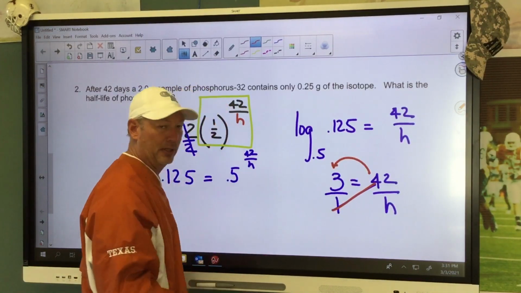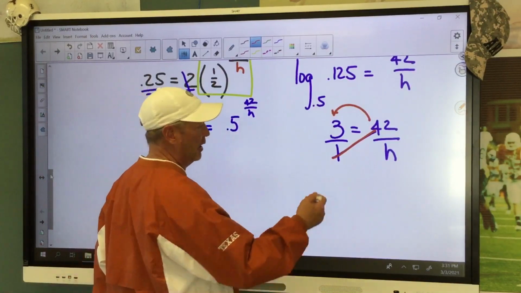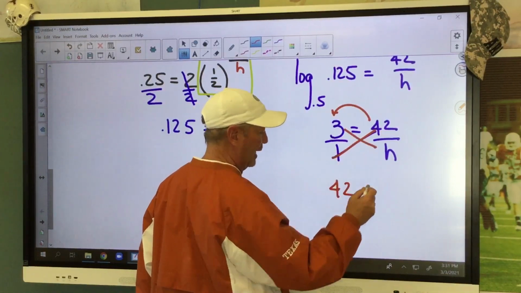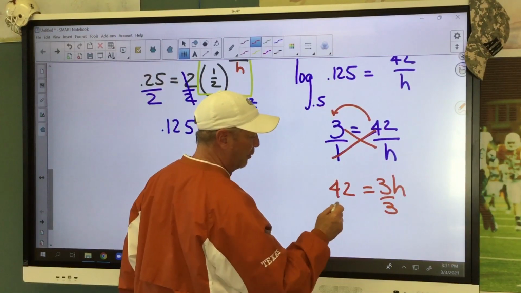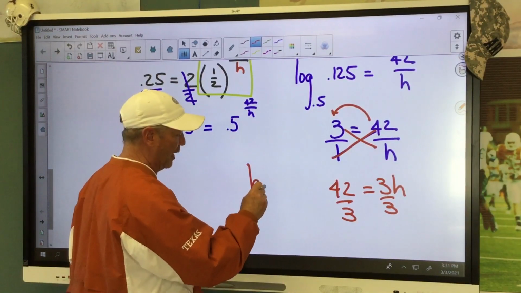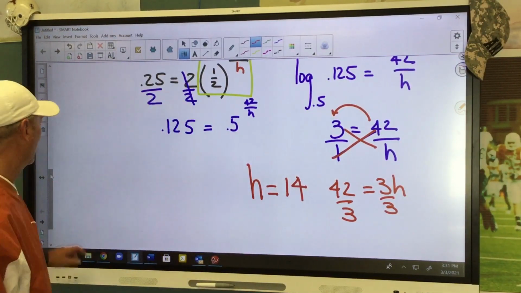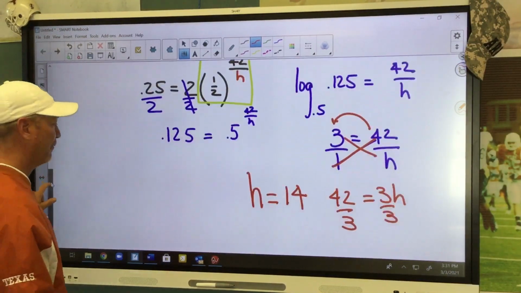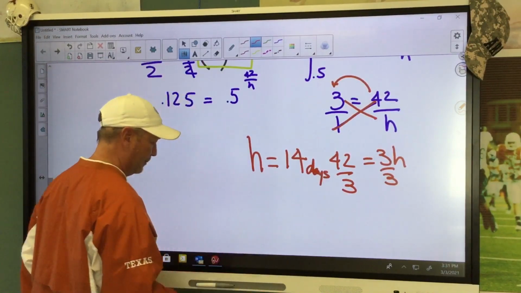42 divided by 3. What we're going to ask you to do is solve it like a proportion and just cross multiply and get 42. You can cross multiply again if you need to, but you really need to divide by 3. And 42 divided by 3 is 14. So the half-life will be 14, meaning 14 days.